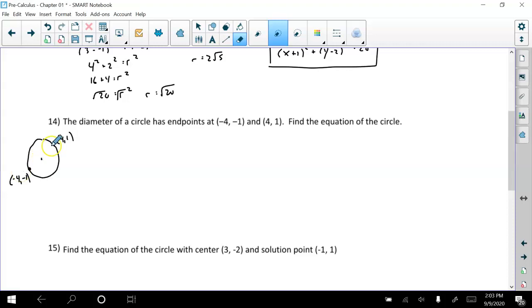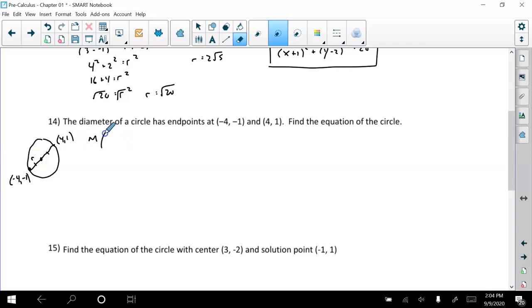Now this is a diameter, and the diameter goes from one side of the circle through the center all the way to the other side. Now this segment here, from the center to this side, is the radius, and from the center to this side is the radius, and the radius is equal all the way around the circle. So we can find the center by finding the midpoint of those 2 points.